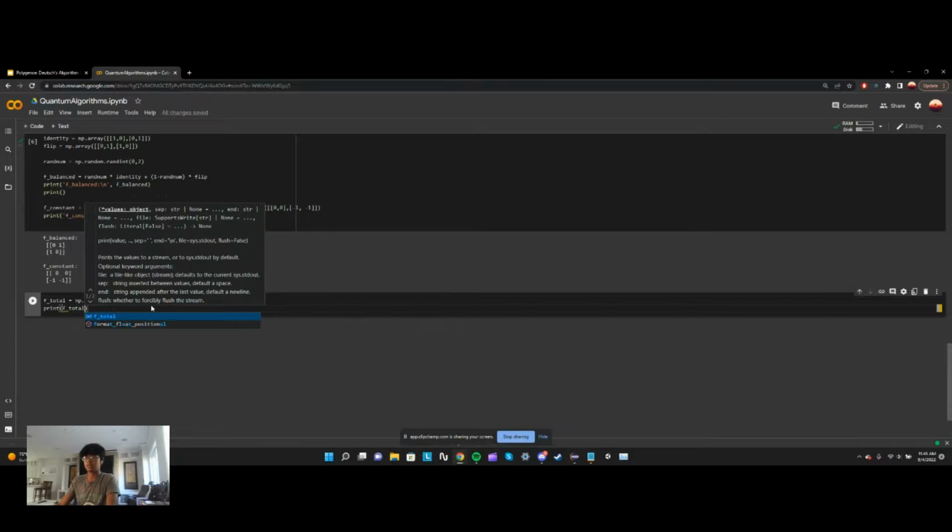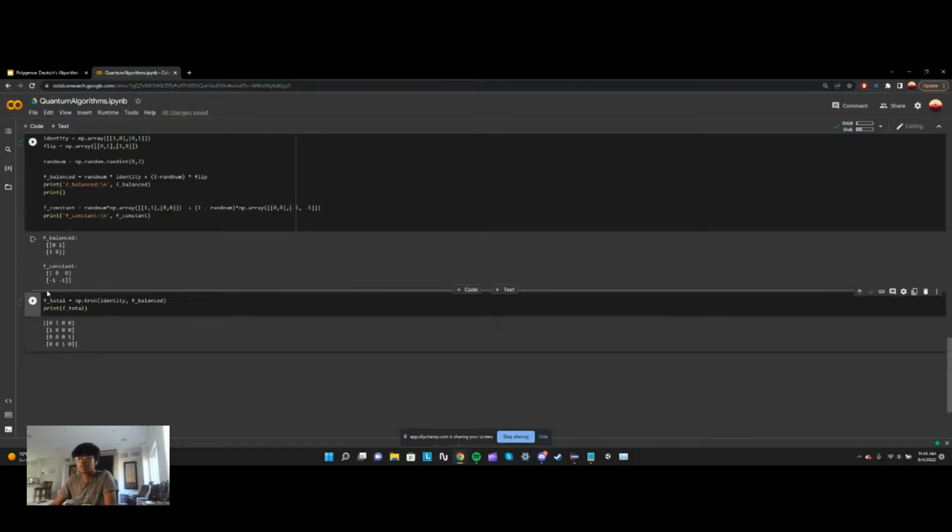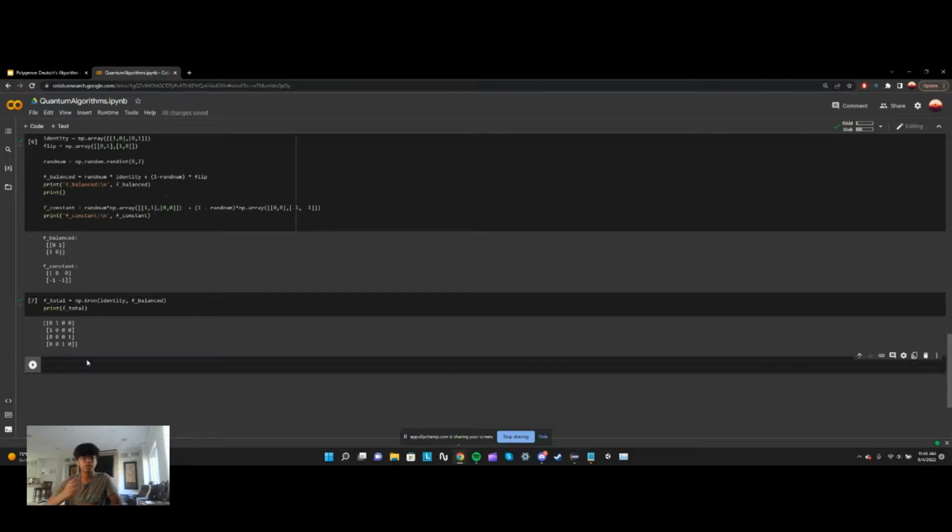Yeah. So again, we just use this to test the balance function result, right? And then now we can do the constant one, right? So we can have, let's say, f total equal to np.kron of the identity, again, of course, the identity operator, right? And constant.